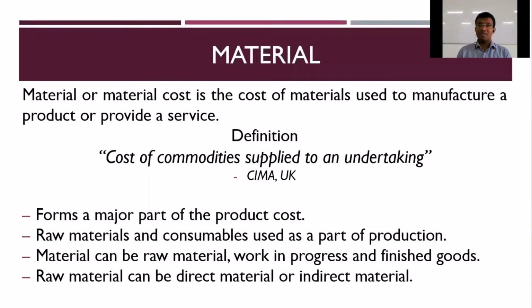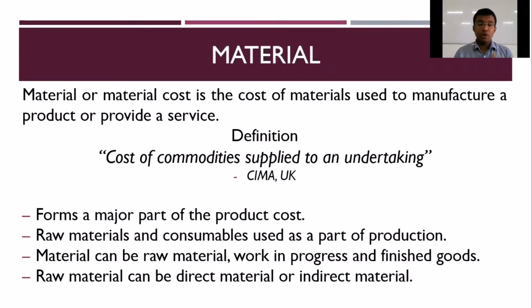What is meant by indirect material? Indirect material would be all the consumables. It is needed as a part of your production process, but it may not get consumed directly. So such kind of cost is referred to as indirect material.